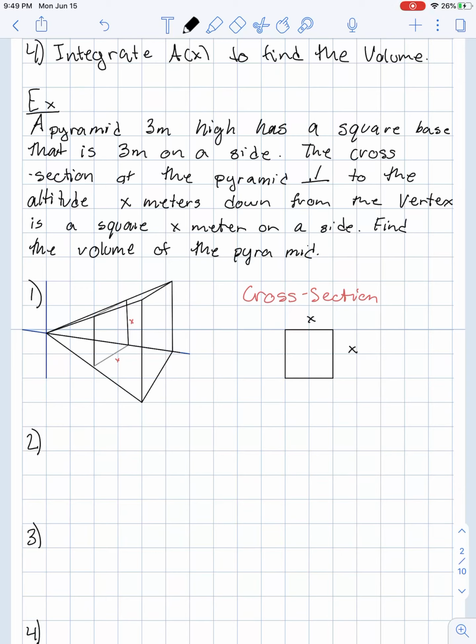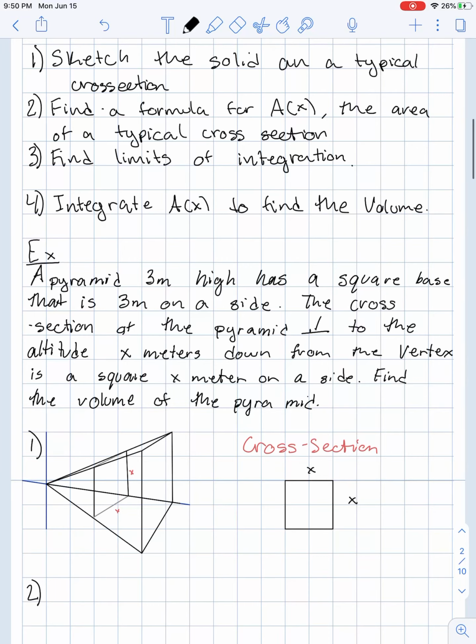So I drew my picture already. It's really fancy. And then I drew my cross section. I also sometimes like to draw my cross section within my 3D picture. But that's just me. You do you. Just a suggestion.